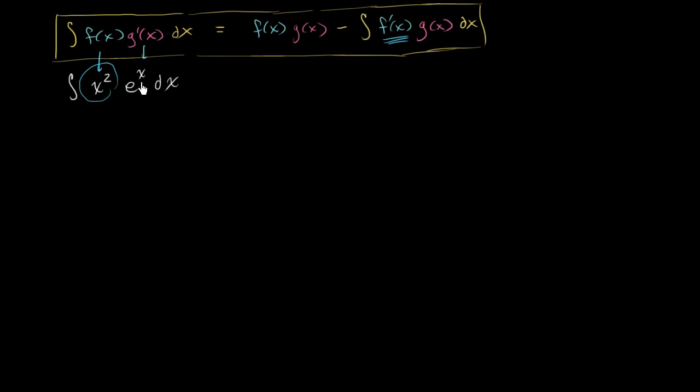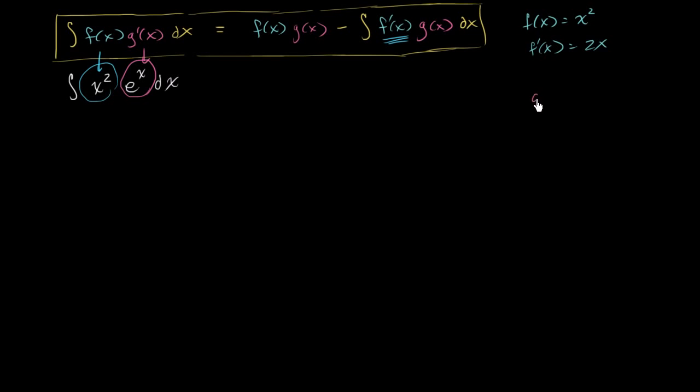And let's assign g prime of x to be equal to e to the x, because later I'm going to have to take its antiderivative, and the antiderivative of e to the x is still just e to the x. So let me write this down. So we are saying that f of x is equal to x squared, in which case f prime of x is going to be equal to 2x. And I'm not worrying about the constants right now. We'll just add a constant at the end to make sure that our antiderivative is in the most general form.